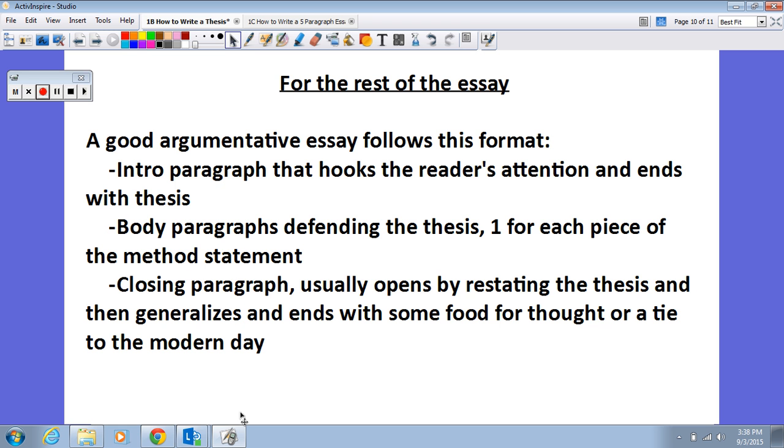Okay, very simple structure. This has a name, and some of you might know this. This is what we know as a 5-paragraph essay. Okay, this is the basic structure for a 5-paragraph essay. Obviously, you can amend it down to 4 or up to 7, but it's really simple. An intro paragraph with the thesis, body paragraphs defending, and then a closing paragraph restating the thesis.